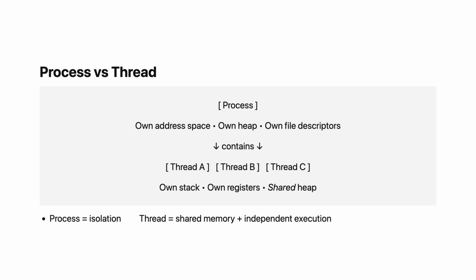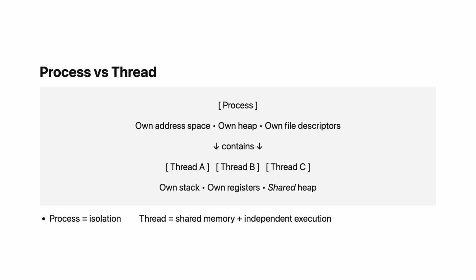This is the key insight. Threads within a process share memory. That is what makes them useful, because they can communicate by reading and writing shared variables. And that is also what makes them dangerous, because when two threads access the same data without coordination, things break in subtle and terrifying ways. We will get to that in a later video. For now, just remember, process equals isolation. Thread equals shared memory with independent execution.